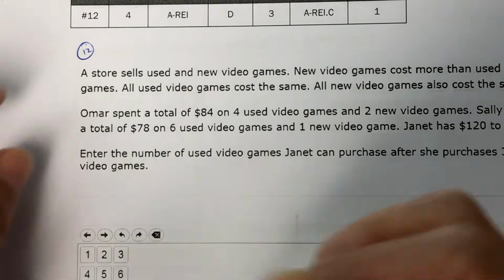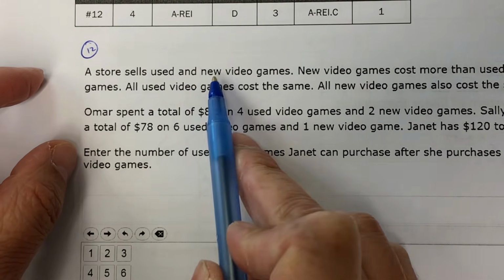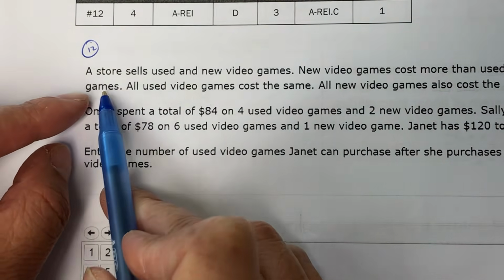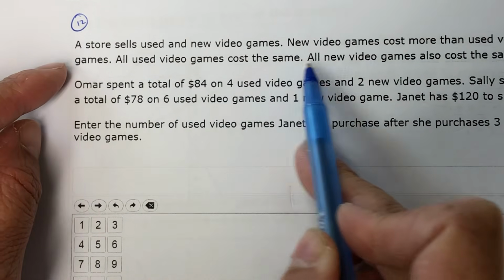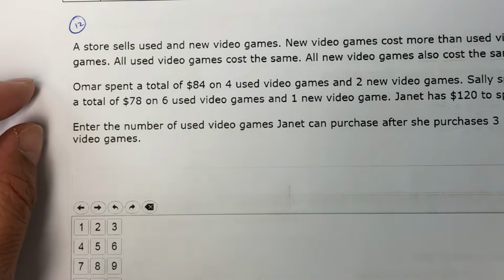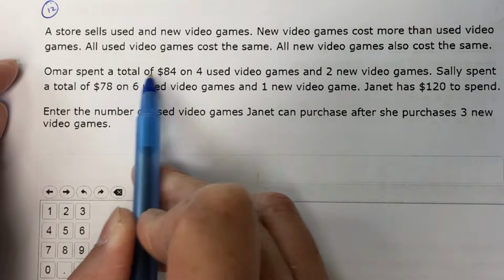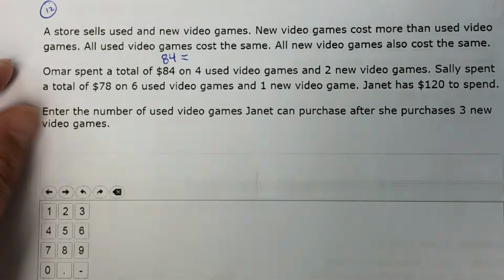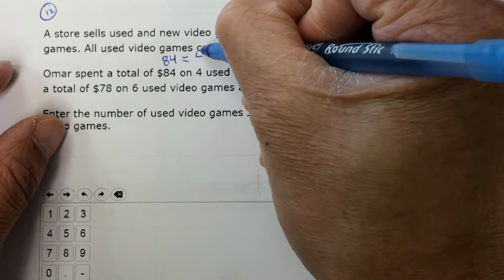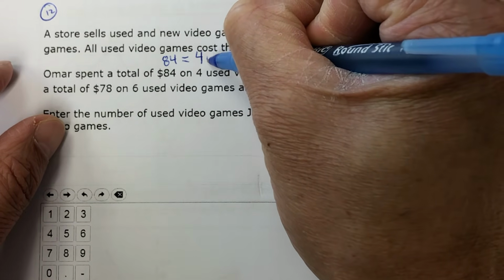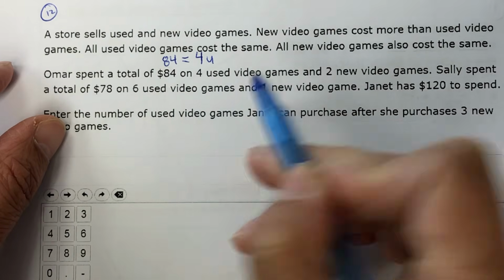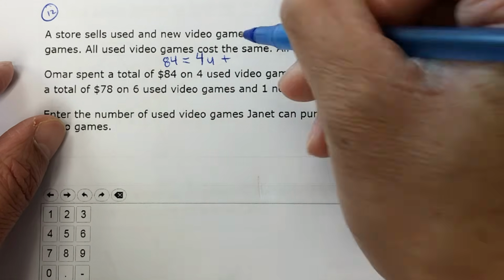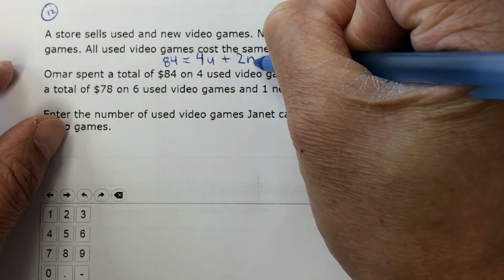Alright, question number 12. A store sells used and new video games. New video games cost more than used games. Yes, that is true in stores. All used games cost the same, and all new video games also cost the same. Oh, that's a good place to go to. Omar spent a total of $84, or equals, on 4 used games. So I'm going to write 4, and then my variable u, what do you think that stands for? That is used video games. And 2 new video games. So plus 2, and then that's n.